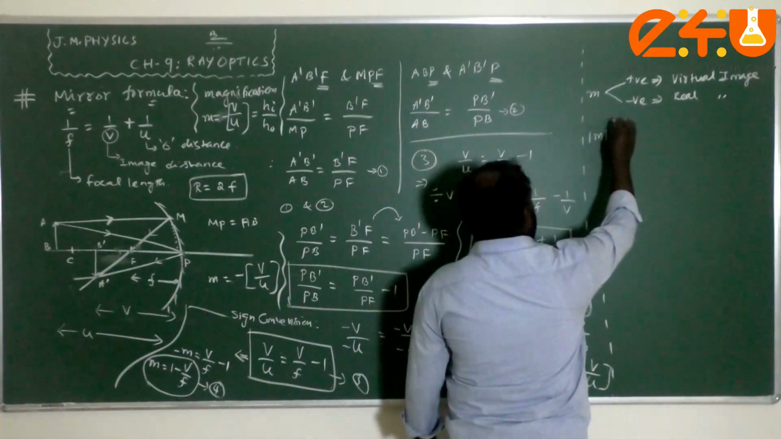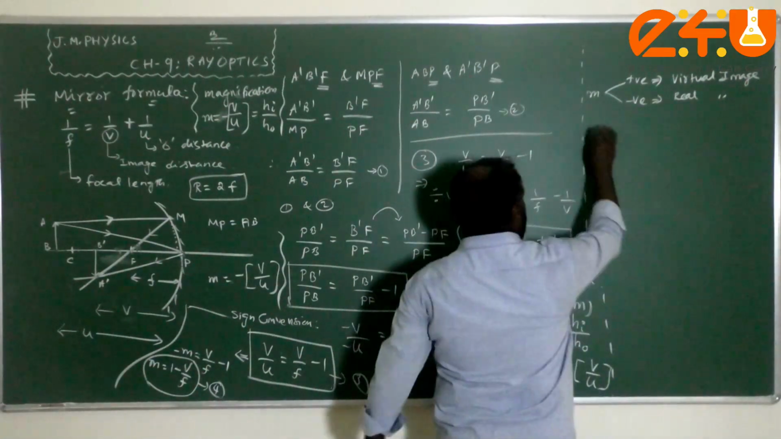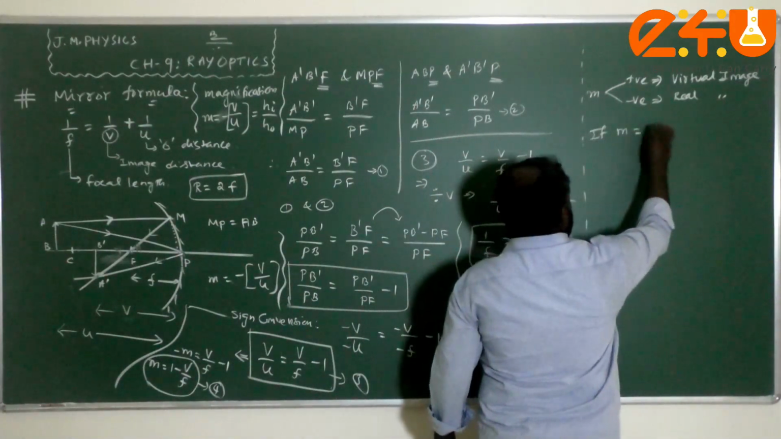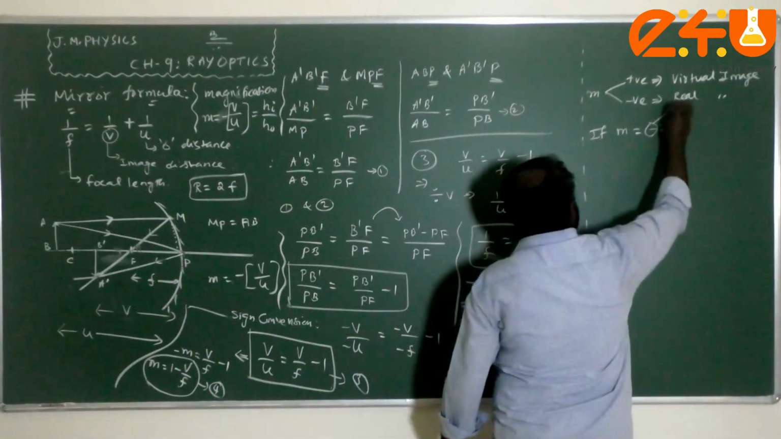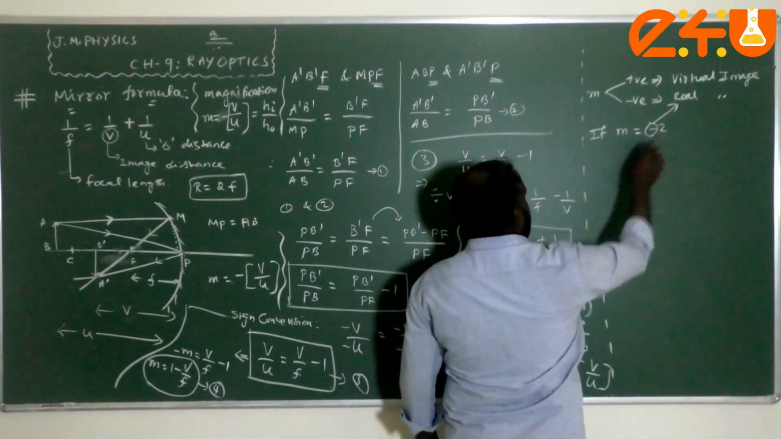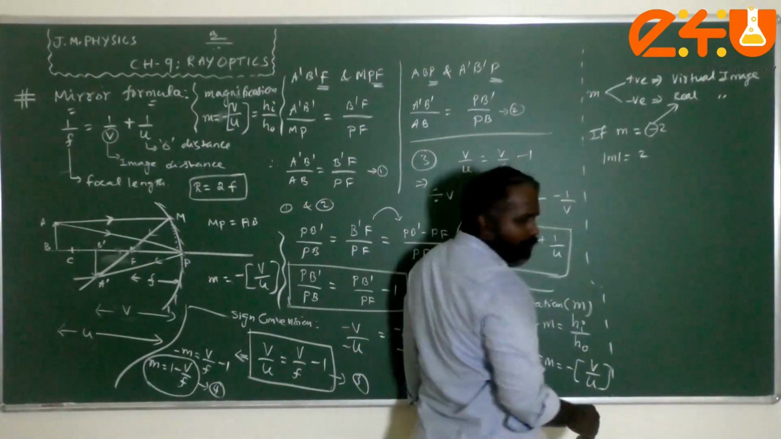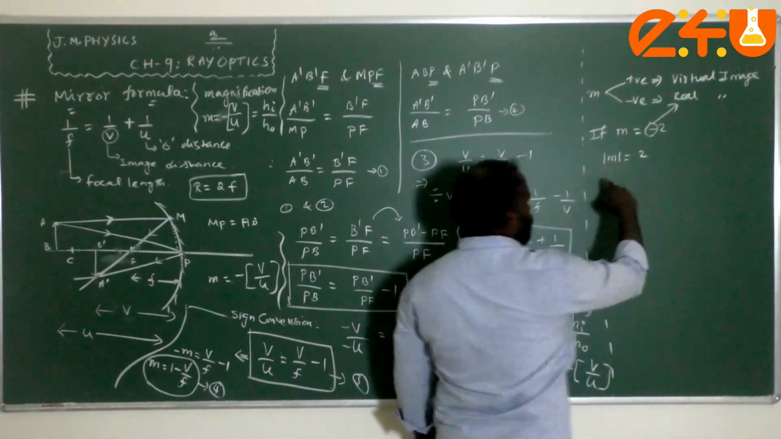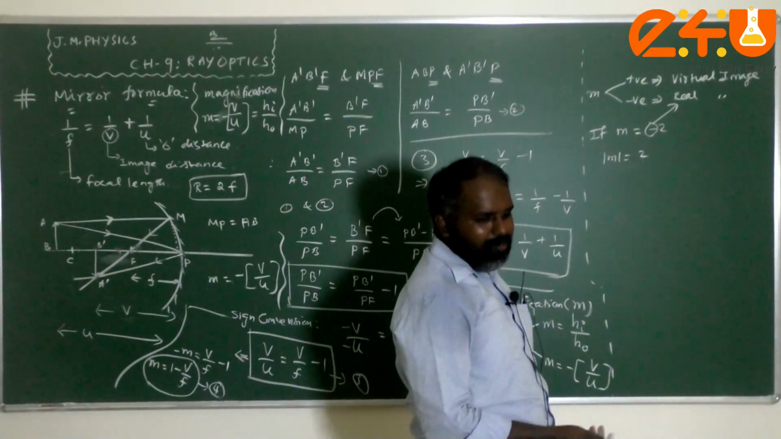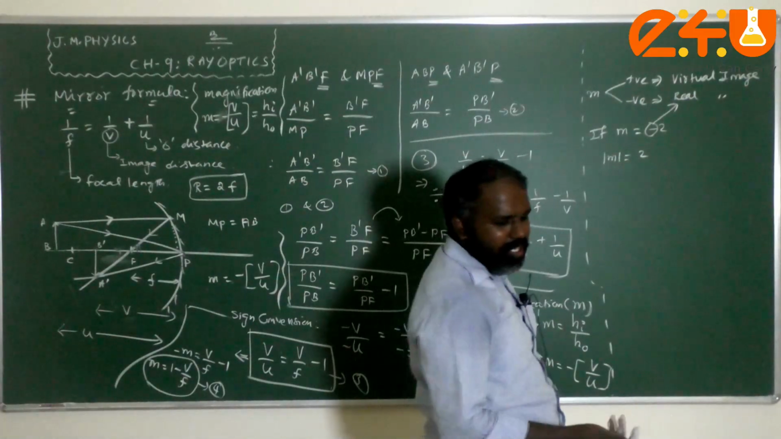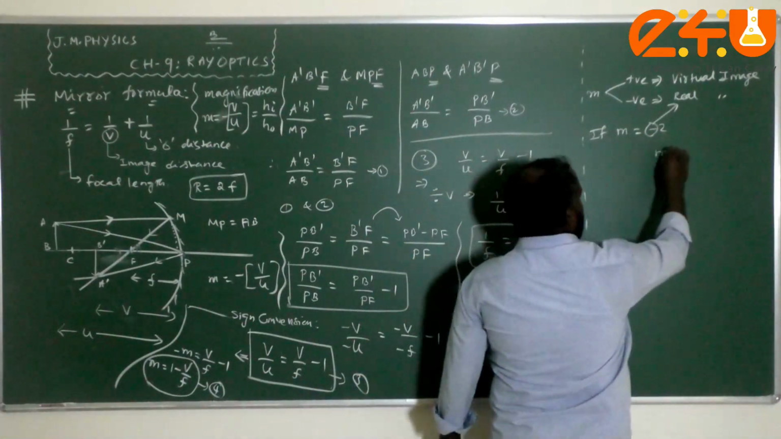If M is equal to minus 2, for example, you just assume that the negative sign represents the image will be real. Then what about this 2? You just take the modulus. Now minus 2 becomes plus 2. So this modulus, the magnitude of M, gives information about whether the image will be enlarged, diminished, or the same size. So for that reason you see mod of M.